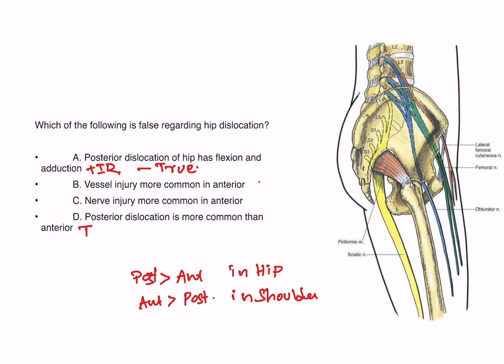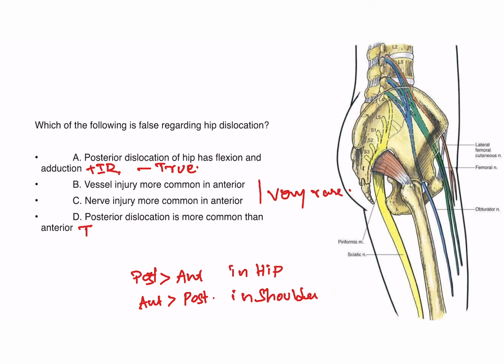But the next two options, this is where the confusion is, right? Is vascular injury more common in anterior dislocation, or is nerve injury more common? To be honest with you, both vascular and neurological complications with an anterior dislocation are very, very rare.